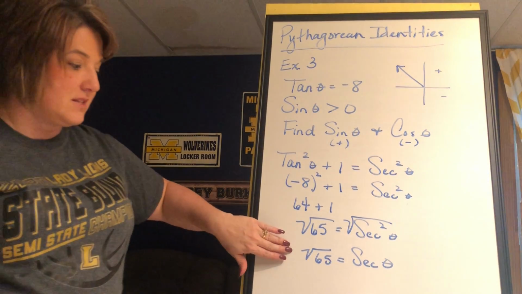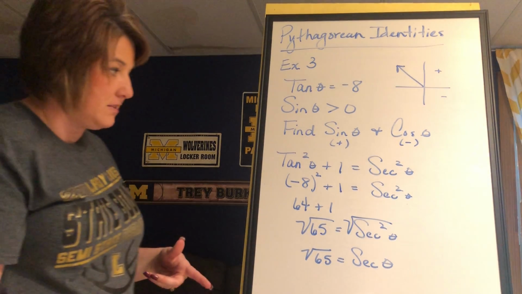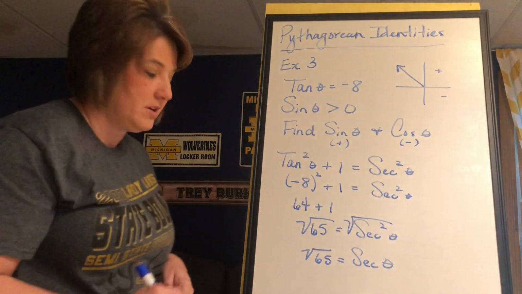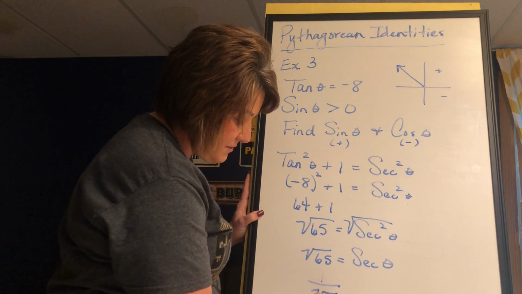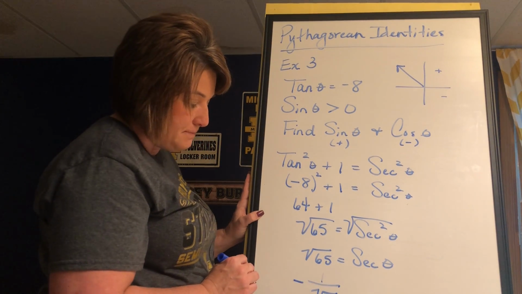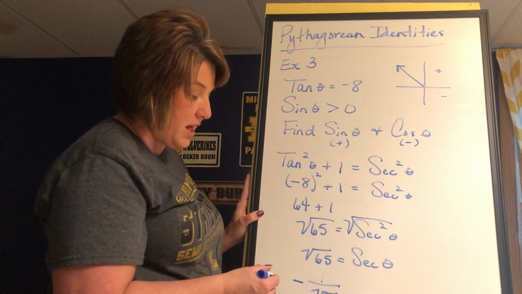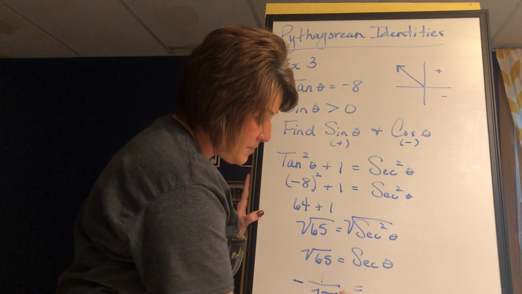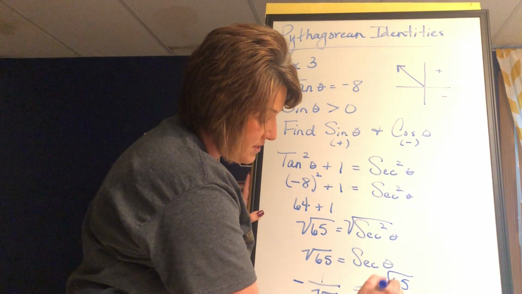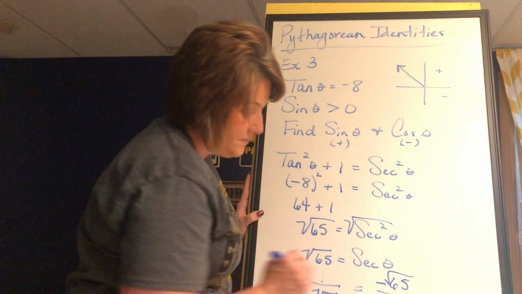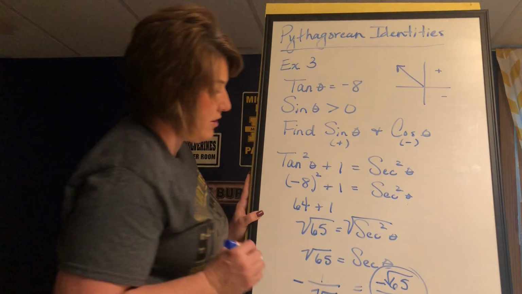So now that we have the secant, this is our numerical answer. We can just find the reciprocal of it and we'll have cosine. And we know that we want our cosine to be negative. So the reciprocal of this is 1 over the square root of 65. We're going to make it negative. If you want to leave your answer like that, I would accept that. We know that it's not rationalized, but if we rationalize it, all you have to do is multiply the numerator and denominator by the square root of 65. So that'll be negative square root of 65 over 65. So there's our cosine. So there's one of our answers.